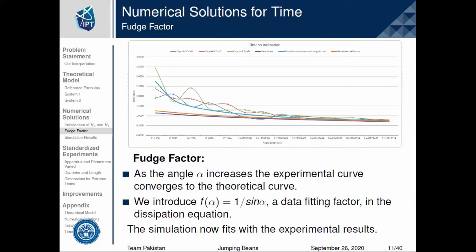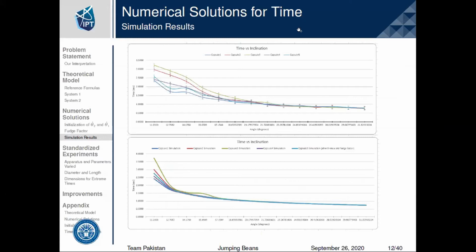Now the simulation fits with the experimental results, as seen by the bold blue line. So moving forward, you can see the simulation results. In the above diagram, there are the average times for 5 different capsules. On the x-axis there is the angle of inclination, on the y-axis there is time, and in the above graph the experimental data and the below graph the simulated data, they show the same trend. Moving on to standardized experiments.